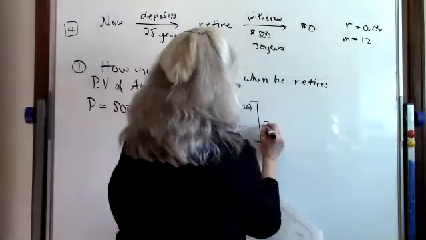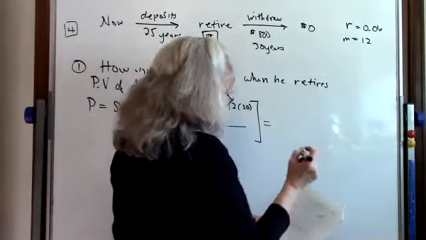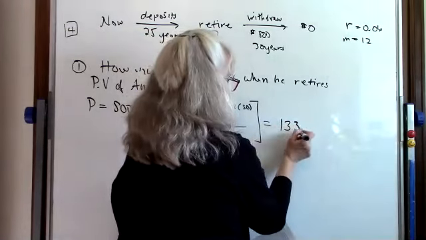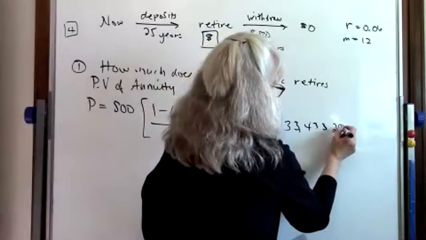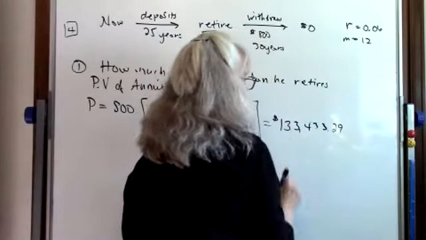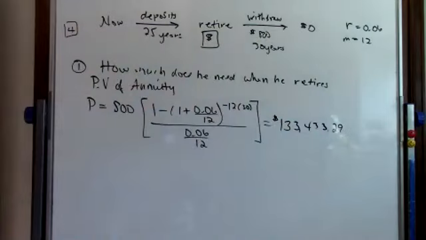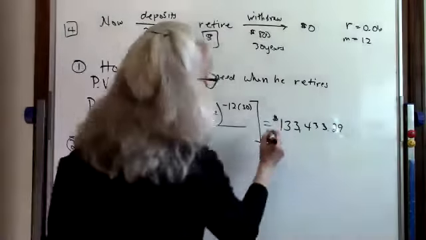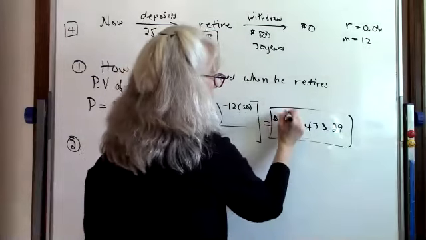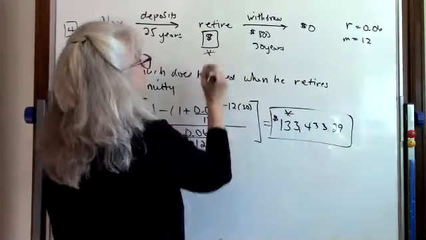And if you do that, you end up with $133,433.29. So that's how much he needs to save up. So that's his goal in terms of how much money in the bank. So that number is this number right here.